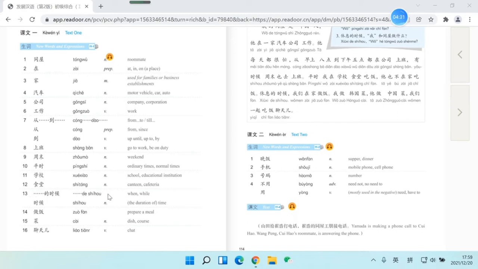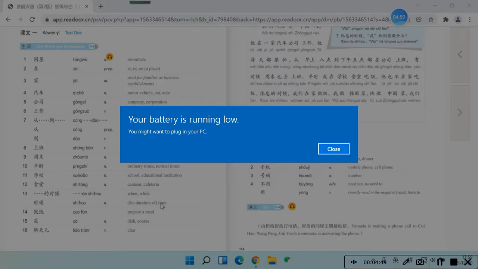And next one is a phrase, 的时候, like when or while a certain time. In Chinese we say 什么什么的时候, and 时候 means the duration of a certain time. How to say when we have class? We say 上课的时候. And when I am at work, on duty, in Chinese we say 上班的时候. It is a certain duration of time.